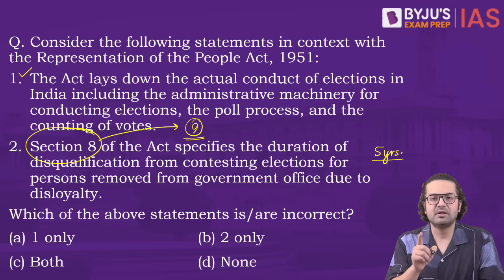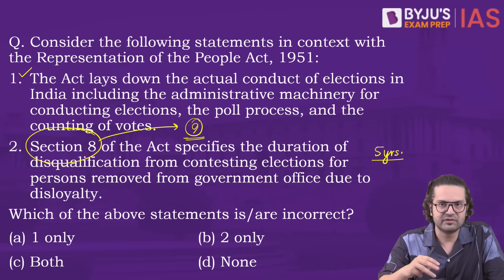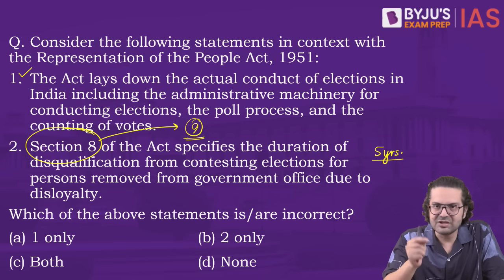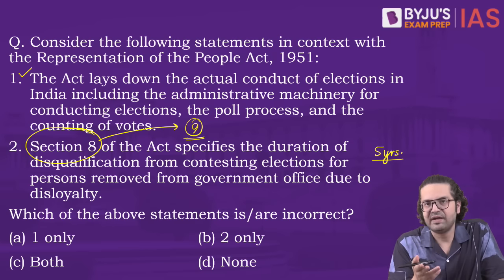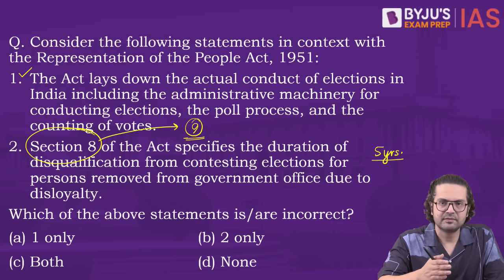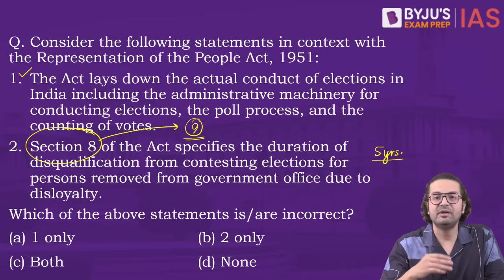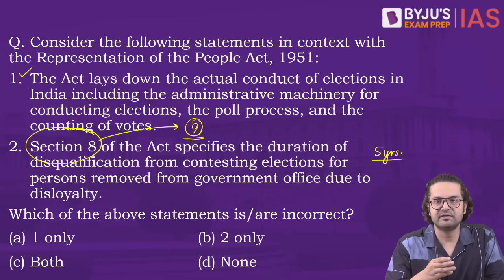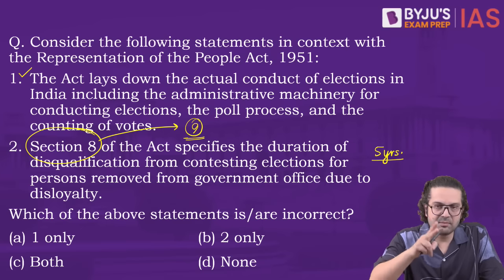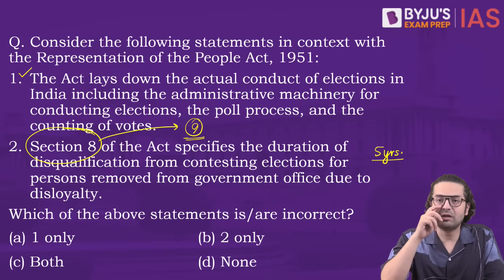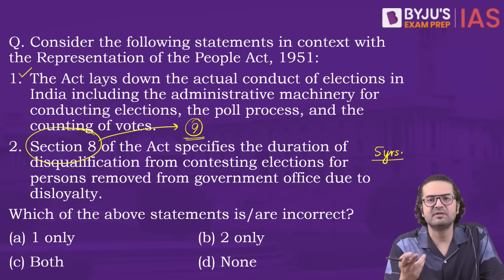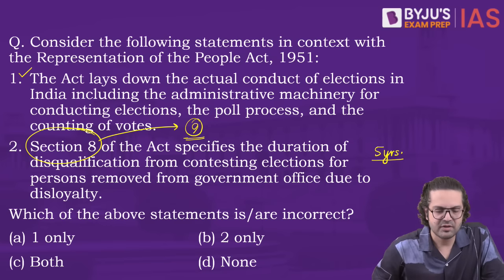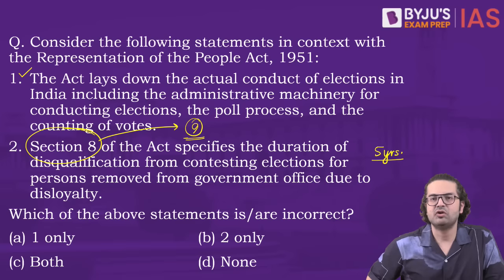Section 8, if you remember, comprises those 3 clauses where, based on the nature of crime or the law, you will be disqualified for 6 years plus jail when the minimum jail is 2 years, or you can be disqualified for 6 years plus jail if the minimum jail term is 6 months, depending on which law you have broken or under which law you are convicted.